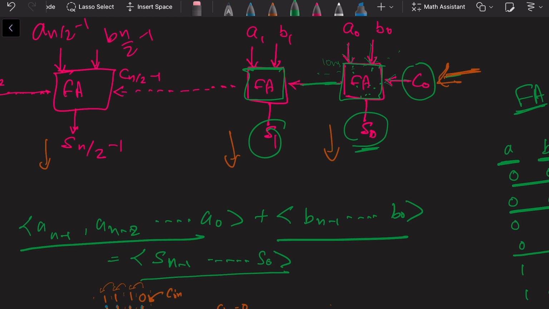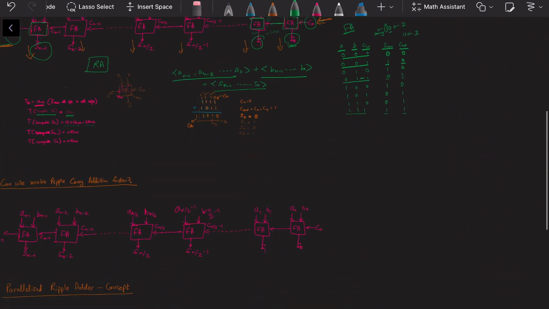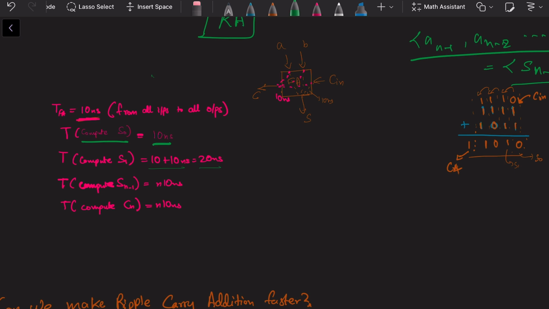And also the time it takes the full adder to compute this S1, since A1, B1, and this carry have been fed in, is also 10 nanoseconds. So the total delay, starting from feeding in C0 all the way to computing S1, is going to be 10 plus 10, which equals 20 nanoseconds. So that's what we are saying here, that the time to compute S1 is 20 nanoseconds.